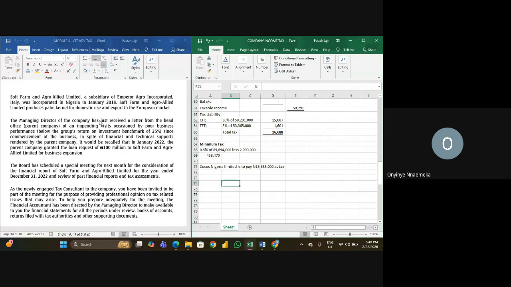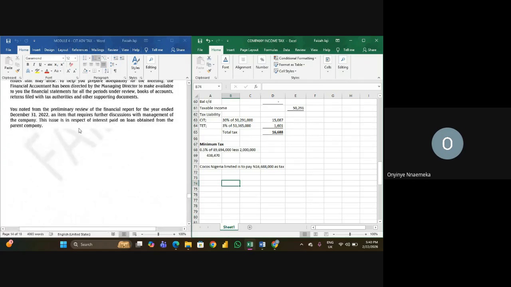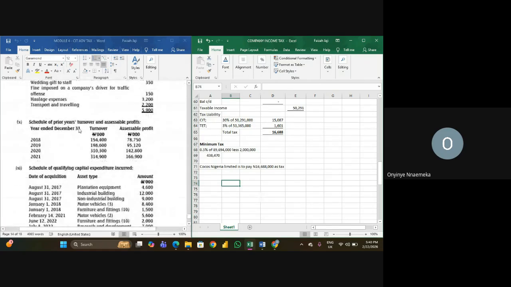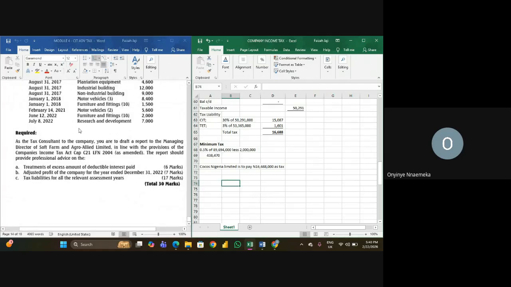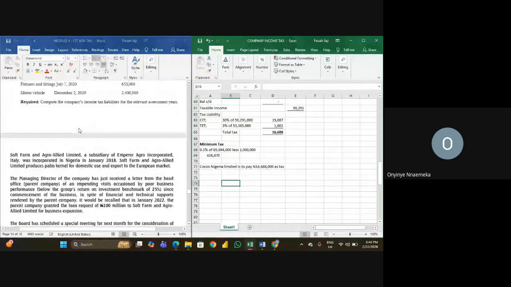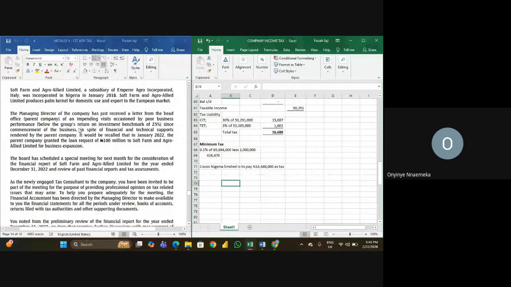Now, I want us to see something. This is the first page. Now let's count the number of pages. We have 1, 2, 3, 4 pages for just one question. Guys, remember that we are in professional and we are not just in professional for anything. We are seen as professionals.